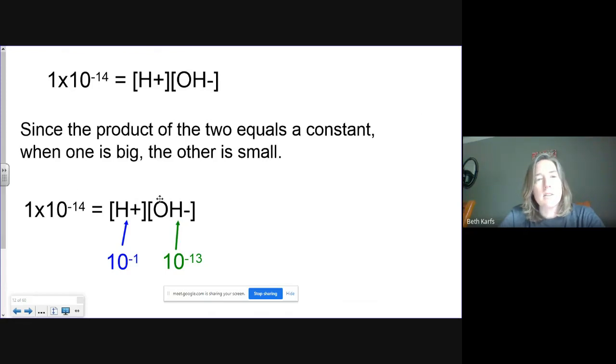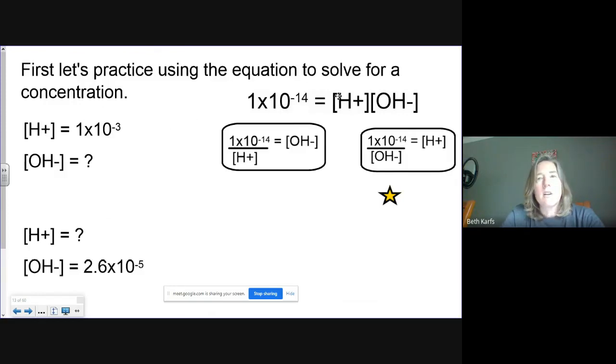So let's practice using this formula and calculating concentrations. So here's our relationship. 1 times 10 to the negative 14 is equal to hydrogen ion times hydroxide ion concentrations. We just reshuffle this to solve for whatever we're looking for. So in the first example here, I have hydrogen ions. I want to find hydroxide. So I'm going to use this for shuffling. In my calculator, I'm going to take 1 times 10 to the negative 14, and I'm going to divide it by whatever the hydrogen ion concentration is, and that's going to give me the hydroxide ion concentrations.